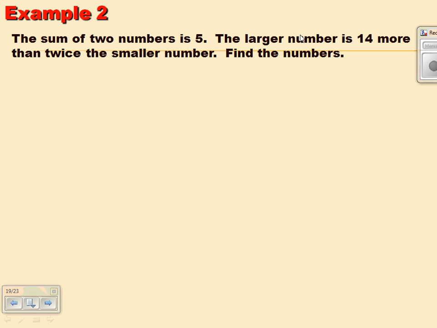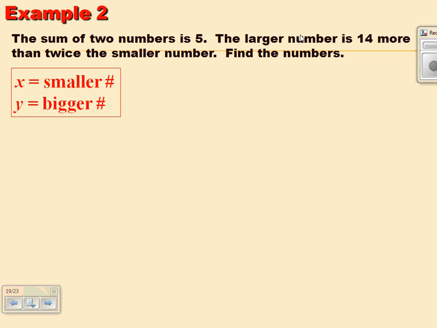Okay. If that was too complicated, let's start off with example number 2. The sum of two numbers is 5. The larger number is 14 more than twice the smaller number. Find the numbers. To help you solve this, guys, what we're going to do is break it down into 2 situations. The first situation is the first sentence. The second situation is the second sentence.